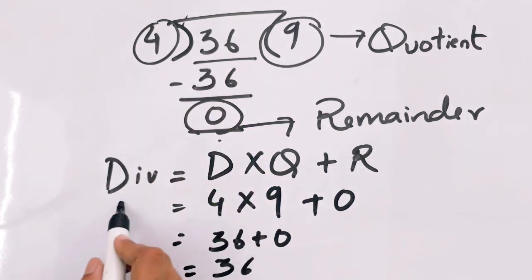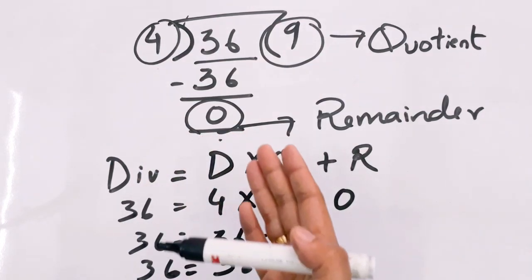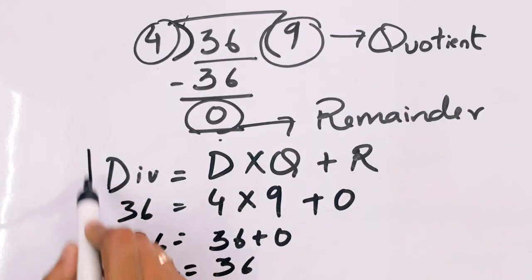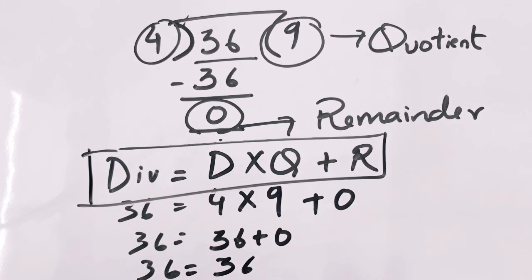So my dividend is 36, right? So here I can conclude 36 is equal to 36, which means LHS and RHS are equal. So the division which I have done is correct. This is the relationship between all these four. The same thing we're going to do for the polynomial.